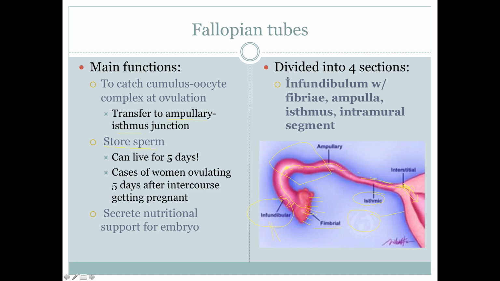It can store sperm. Remember, 5 days is the maximum. So that is possible. There are cases of women ovulating 5 days after intercourse, and the sperm is still in the uterus, getting fed and living. And it's also going to secrete nutritional support for the embryo. It is divided into those 4 sections. That's what they are. One other thing, just real life stuff: because the fallopian tubes are open to the cavity, fluid can move out of them in lots of cases.